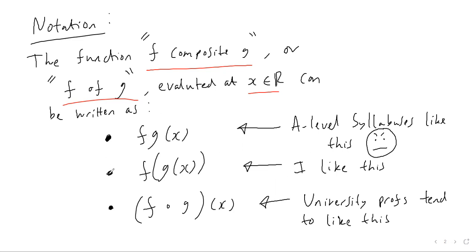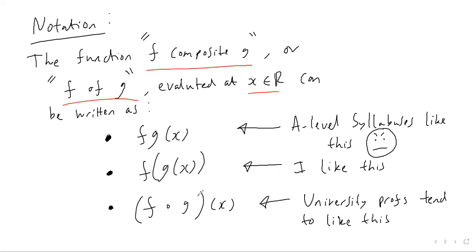I prefer this second one here, f of g of x, because it makes it very clear and explicit that a composition of functions means you're substituting this second function, the g function, into your f function. You're inputting g of x into your f function. So I prefer this notation. To me it makes more sense. It's more logical.